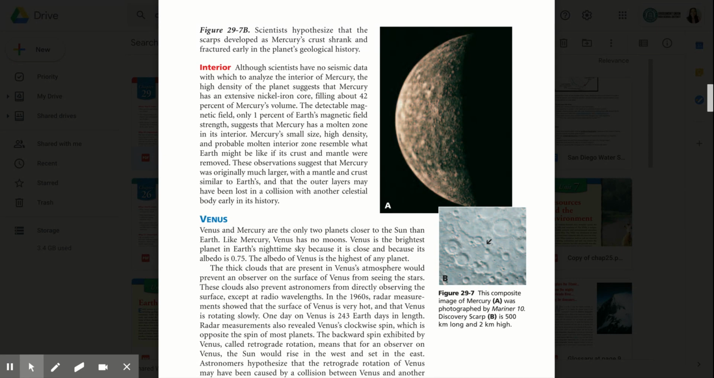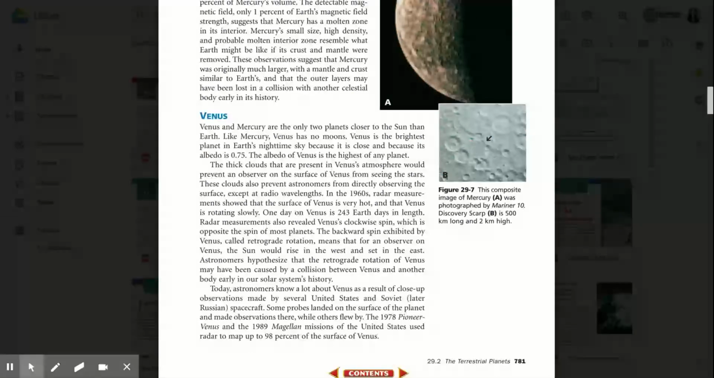Interior. Although scientists have no seismic data with which to analyze the interior of Mercury, the high density of the planet suggests that Mercury has an extensive nickel-iron core, filling about 42% of Mercury's volume. The detectable magnetic field, only 1% of Earth's magnetic field strength, suggests that Mercury has a molten zone in its interior. Mercury's small size, high density, and probable molten interior zone resemble what Earth would be like if the crust and mantle were removed. These observations suggest that Mercury was originally much larger, with a mantle and crust similar to Earth's, and that the outer layers may have been lost in a collision with another celestial body early in history.